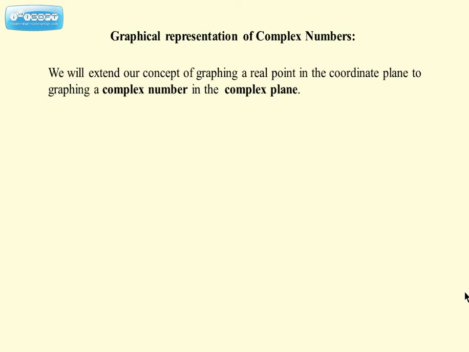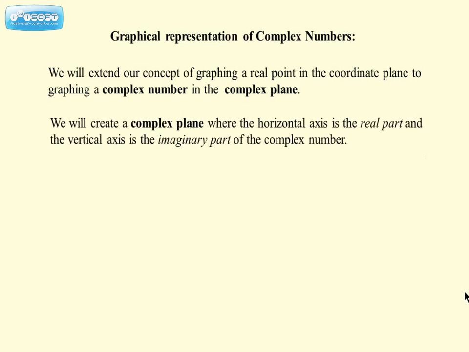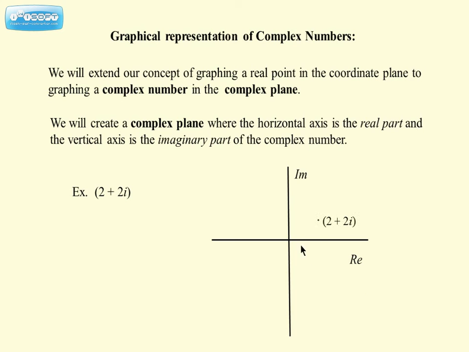Graphically, we graph complex numbers in what's called the complex plane, where the horizontal axis is the real part and the vertical axis is the imaginary part. Here's an example. 2 plus 2i. 2 is the real component. 2i is the imaginary component. We plot 2 on the real axis, 2i on the imaginary axis.